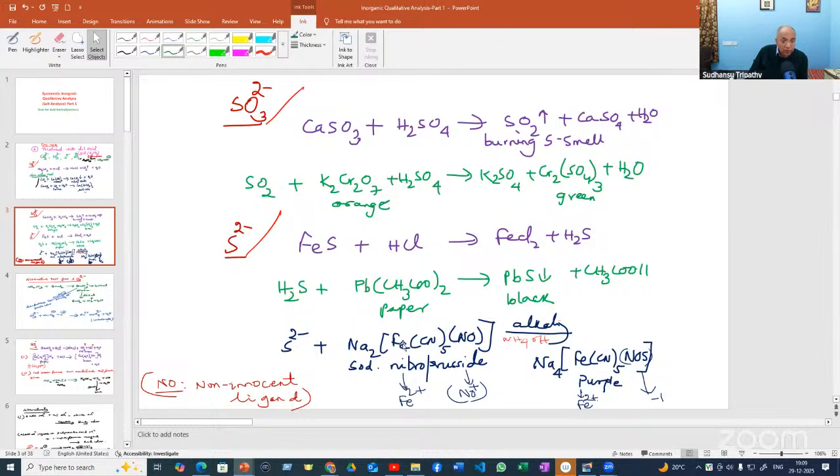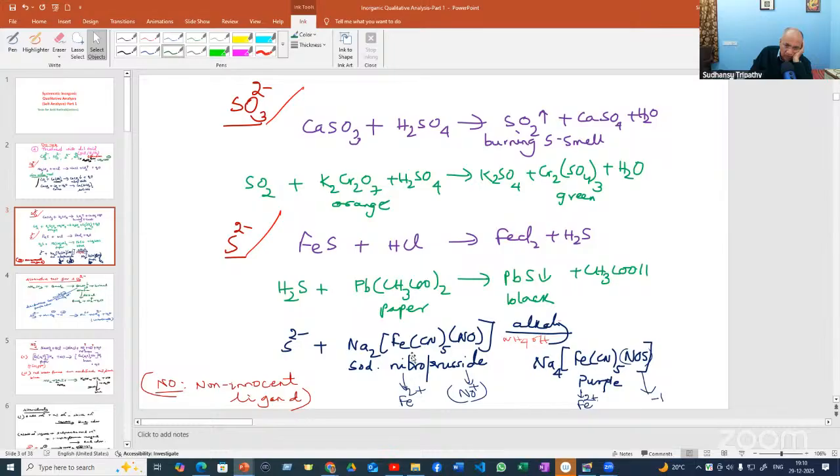Iron 2, ferrate. Sodium pentacyanide nitrosonium iron 2 ferrate 2. And when you treat H2S gas or any sulfide to that solution, it turns purple.